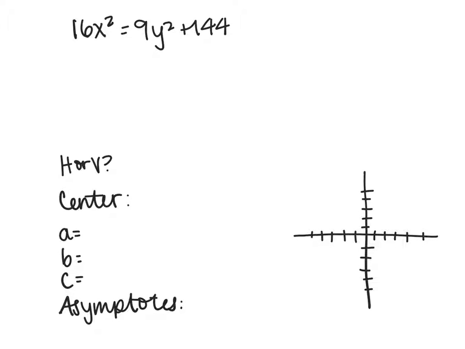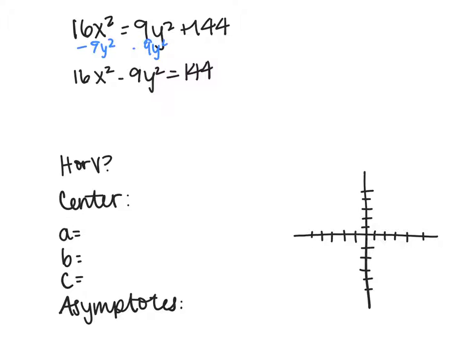So just like ellipses, we have to have hyperbolas equal to 1, and then we also need all of our x's and y's on the same side. Like in this example, to get it into our graphable form, our first thing we'd want to do is subtract this 9y squared to the other side. So after that, we have 16x squared minus 9y squared equals 144. So that looks a little more normal.